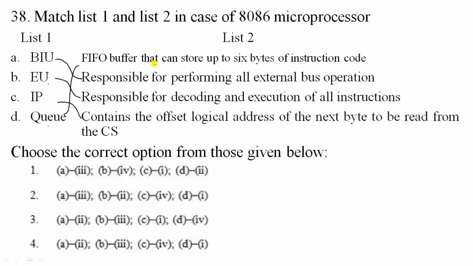First in first out buffer that can store up to 6 bytes of instruction code. Nothing but pipelining is going to support in the case of microprocessor 8086. So the corresponding option that is going to follow is option 4 is correct.